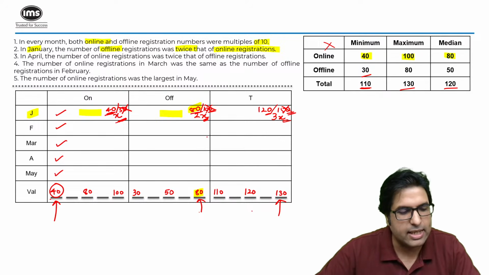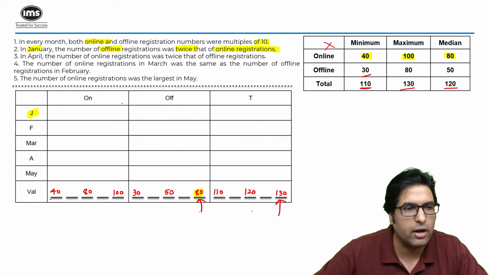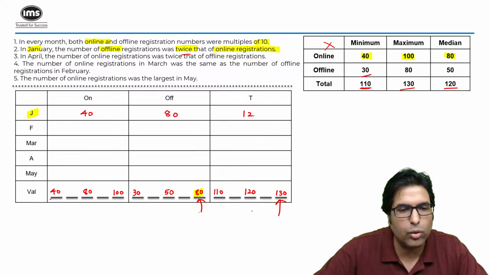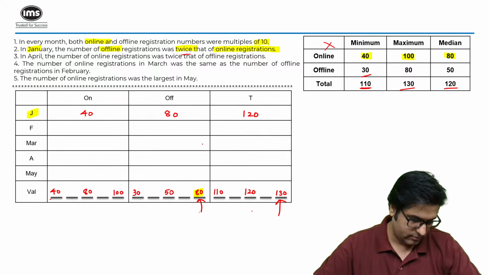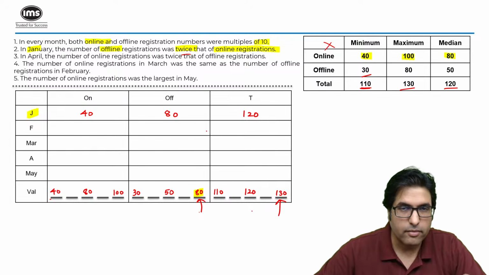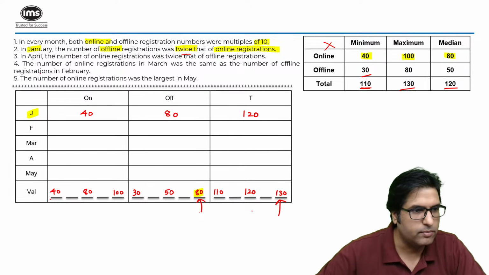If this is the case, then I'll just erase this so that it becomes less of a mess and it's easier for you to follow along. So we know this for sure that for offline this value was 80, for online 40 and the grand total is 120. Any questions so far? Is this aligned with you? Perfect. Let's move to the next clue.